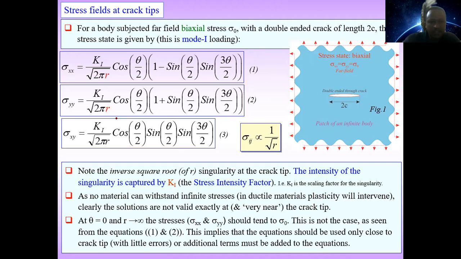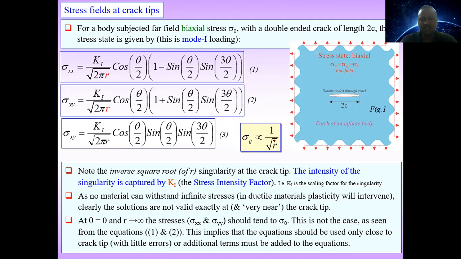For yy, the same equation also holds true. And for xy, that is for the shear case, we have, actually not the same, sigma yy has 1 plus sine theta over 2 here. Here 1 minus sine theta over 2, that is the difference. And here, instead of this 1 minus or 1 plus, it is simply sine theta over 2. These three formulas are there.